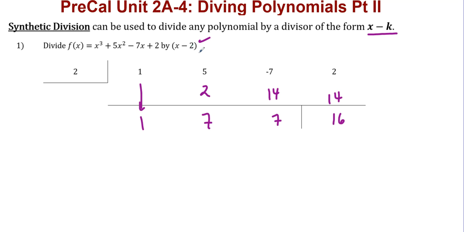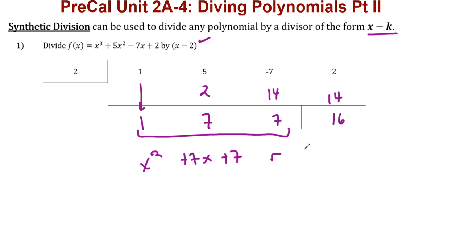What's happened here is we're dividing a linear binomial, to the first power, into a third power polynomial, so we're going to have a second power polynomial as the answer. These are the leading coefficients of my polynomial. So I'm going to have x squared plus 7x plus 7, and a remainder of 16. That's nothing more than 16 over x minus 2. We would write this as a polynomial: x squared plus 7x plus 7 plus 16 over x minus 2. Let's go ahead and take a look at the next example.